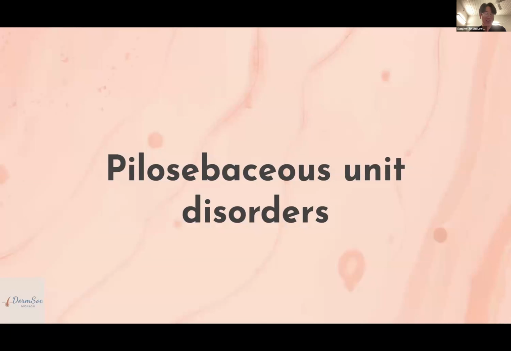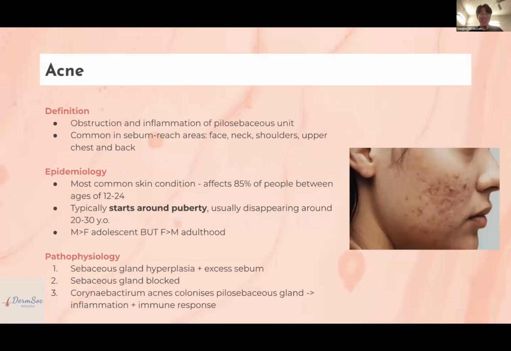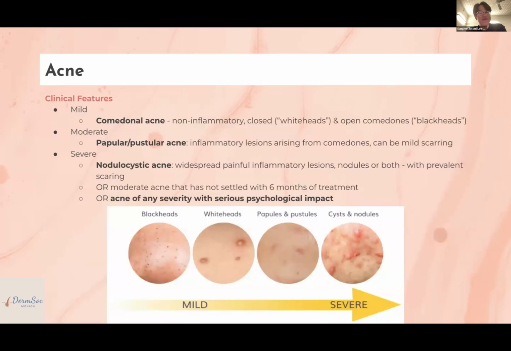All right, I'm aware that there's not a lot of time, so I'll try and push through the main conditions a bit quicker. So next up, acne, caused by obstruction and inflammation of your pilosebaceous unit, which produces sebum, common in sebum-rich areas, as I'm sure we're all well aware of, so face, neck, shoulders, upper chest, and back. Starts around puberty when you get increased production of sebum, and more common in males, but they do fade away as people age. So we can broadly classify them into mild, moderate, and severe, depending on the presentation.